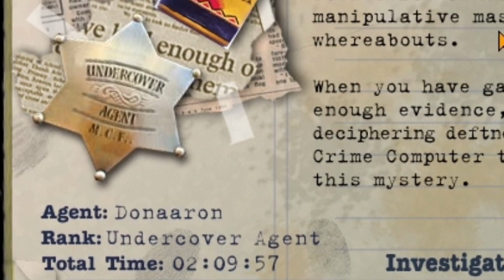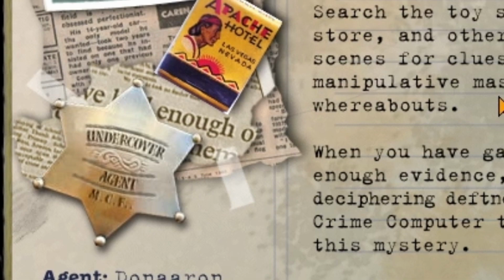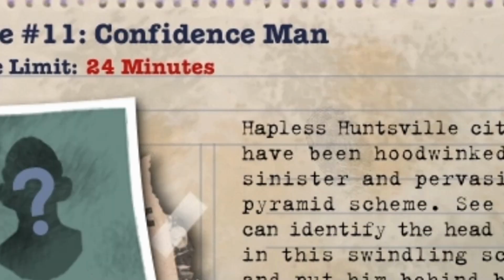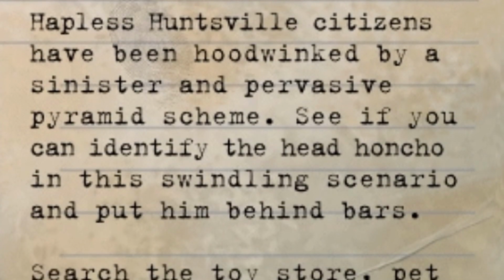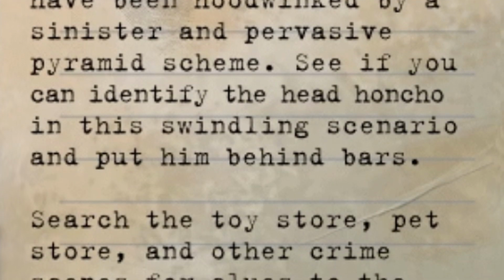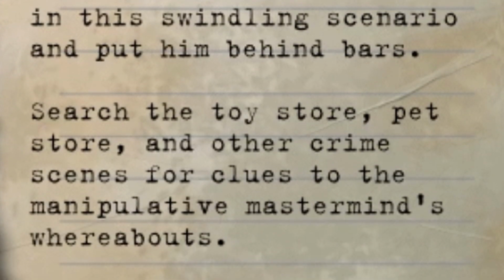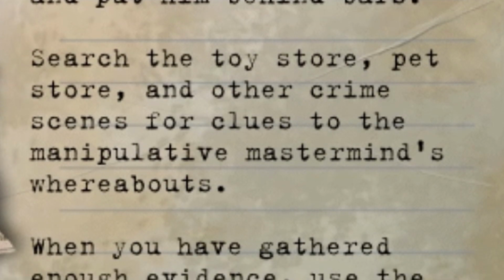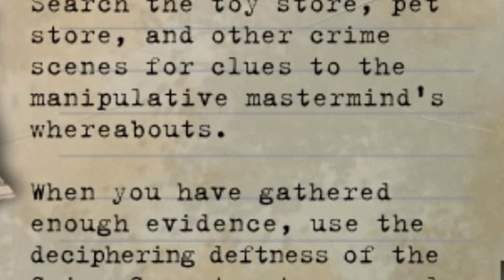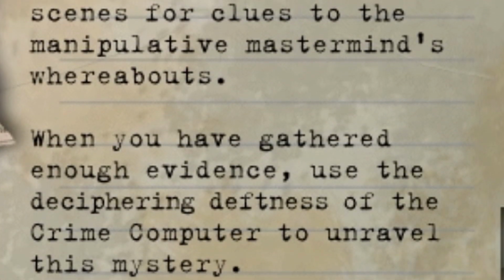The 11th case with a ranking of an undercover agent is called Confidence Man. Someone committed a pyramid scheme, a fraudulent system of recruiting investors, promised to be paid by recruiting more investors so the returns will be given to the earlier investors. This type of scheme is illegal in the United States and other countries.